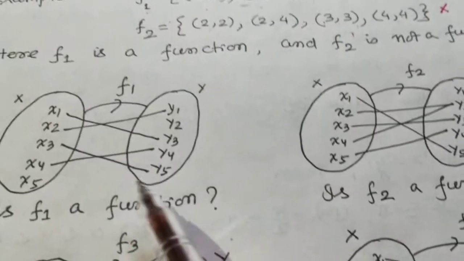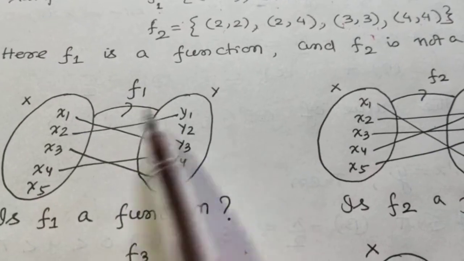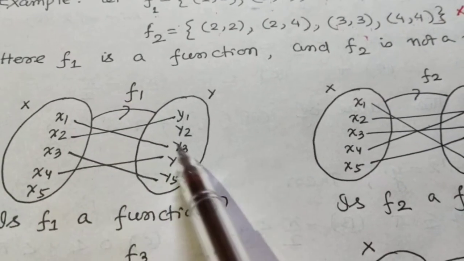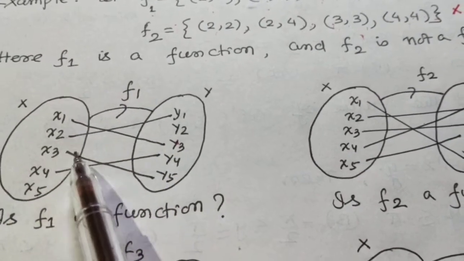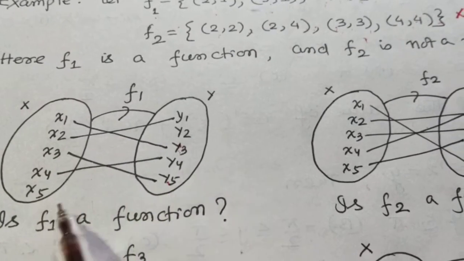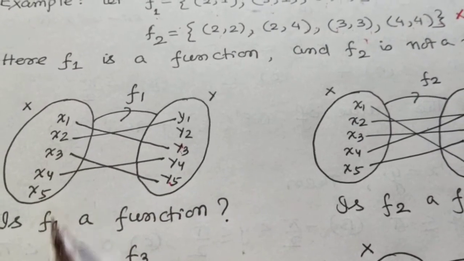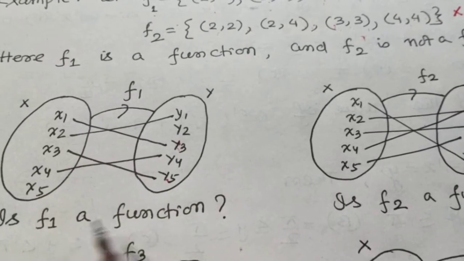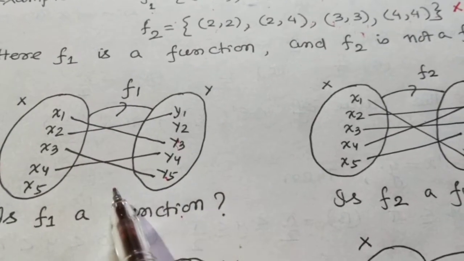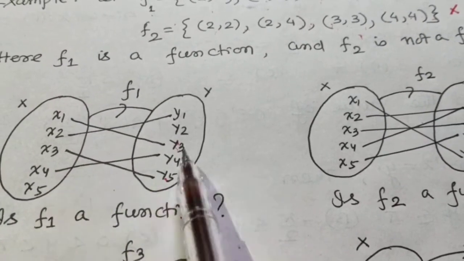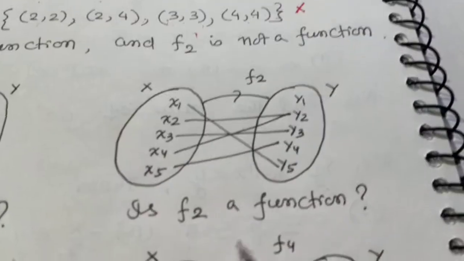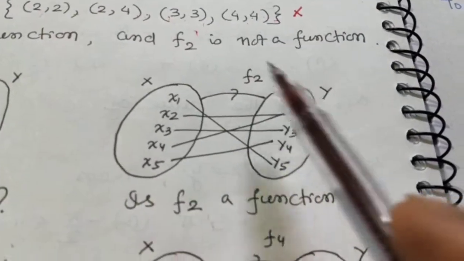Now let us come to some pictorial presentations. F1: you see X1 is coming here, X2 is going to 2, X3, X4 is this. 1 is left out here. So you have to write down whether F1 is a function. In case it is a function, then you have to write the domain, range and codomain.